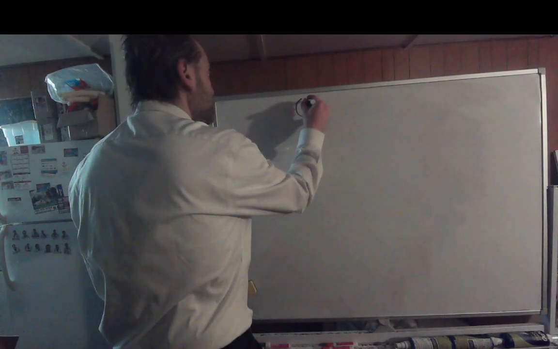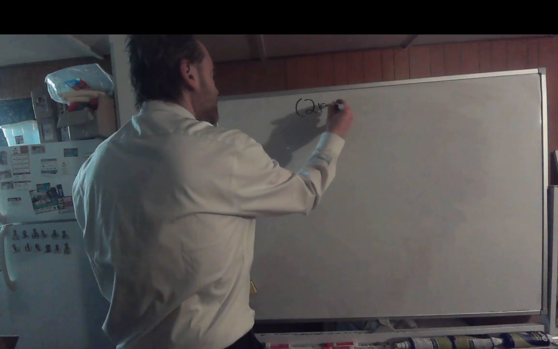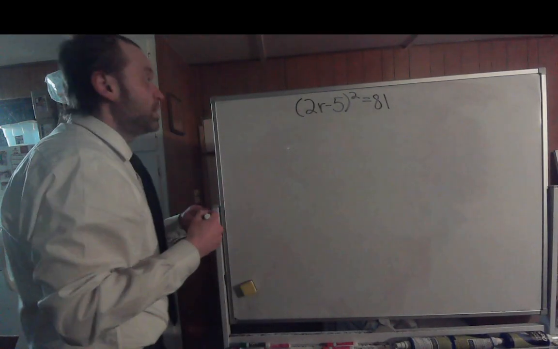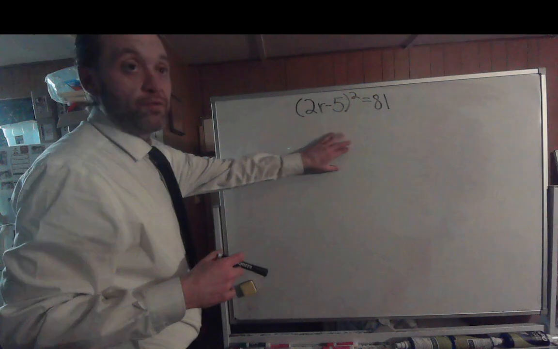I have two more. Different. We have the quantity of 2r minus 5 raised to the second power is going to be equal to 81. So we have the quantity of 2r minus 5 raised to the second power equals 81.